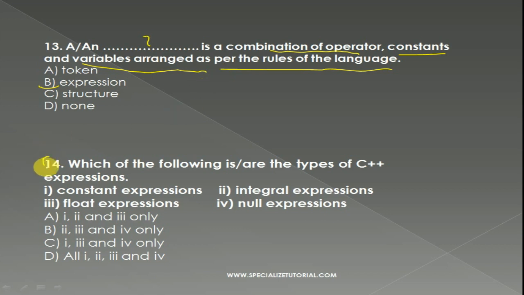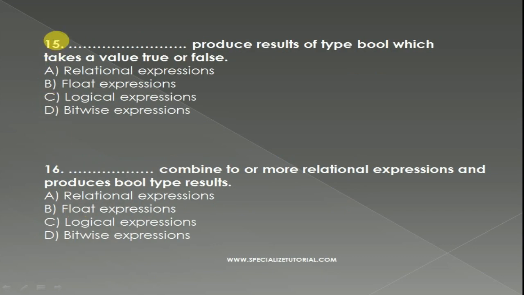Now take question number 14: which of the following is a type of C++ expression? Constant expressions, integral expressions, float expressions, and null expressions. This is a tricky question, so you have to read it very carefully. Constant, integral, and float expressions exist, but there is no null expression. So the first, second, and third, go with A. A is the right answer.